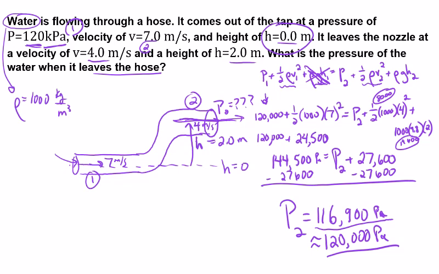Part of it has to do with the fact that this little piece was 24,500 and this little piece was 27,600, so they're almost the same. They almost kind of canceled each other.